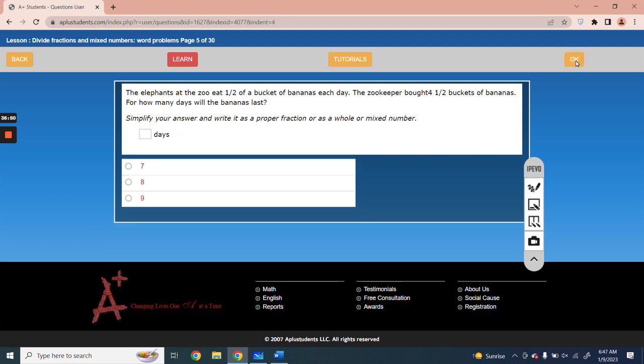Okay, the next one is: the elephant at the zoo eats half of a bucket of bananas each day. The zookeeper bought 4 whole 1/2 buckets of bananas. How many days will the bananas last? So each day they eat half of a bucket. Got it? So he bought 4 whole 1 over 2. So you have to do 4 whole 1/2 divided by 1 over 2. Got it?